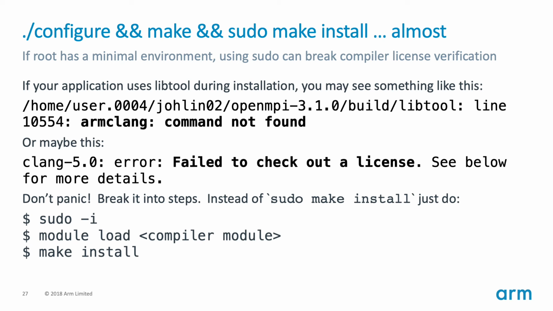Easiest way to do this, break the installation into a few steps. Do a sudo -i to get an interactive shell as root. Configure the compiler license environment variables or whatever you need to do so that the compiler license can be found, and then make install. It's actually very easy to work around, but the error messages can be quite surprising and non-intuitive if you don't realize that you're changing environments and therefore losing the environment variable that guides the compiler to the license.